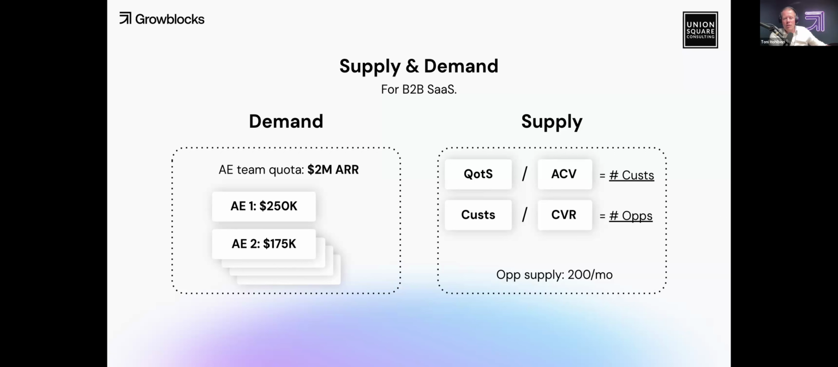You can either start from this side or from the other side. How many customers do we need? How many opportunities is that then that we need to generate? And if you do this in a bottom-up fashion, you will very quickly realize, hey, we can only get to X, right? And that is basically the supply. This is the material you have.